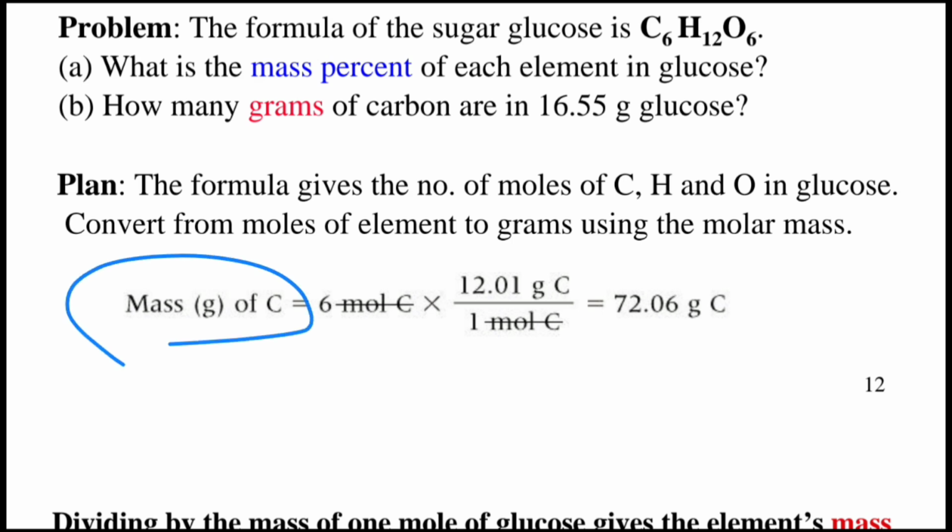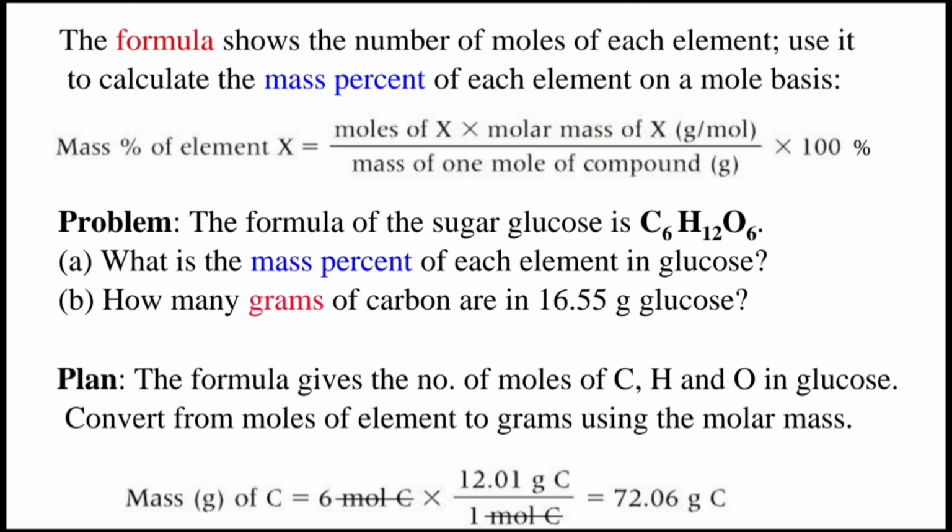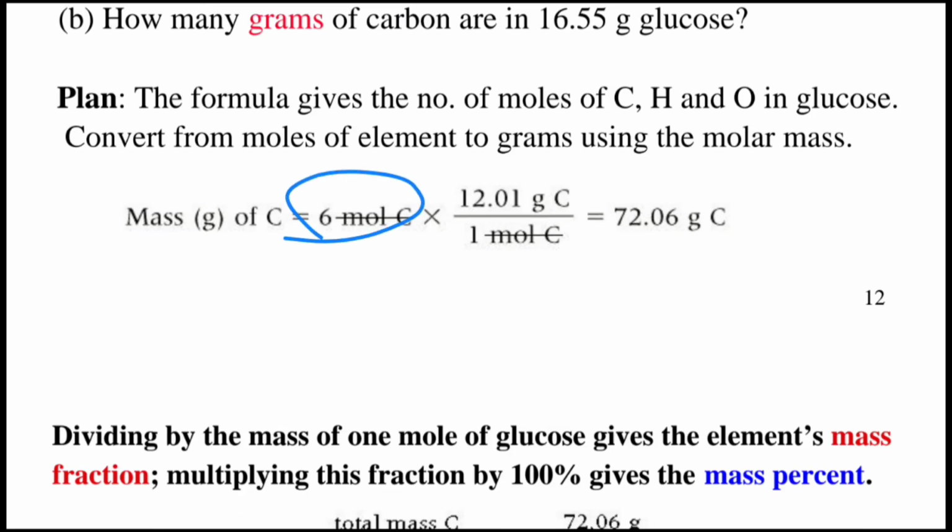Let's see the mass. Moles of carbon is 6. You can see here 6 carbon atoms. 6 carbon, molar mass is 12 grams. We will get 72.6 grams of carbon.